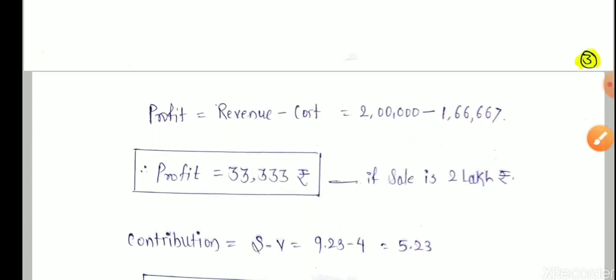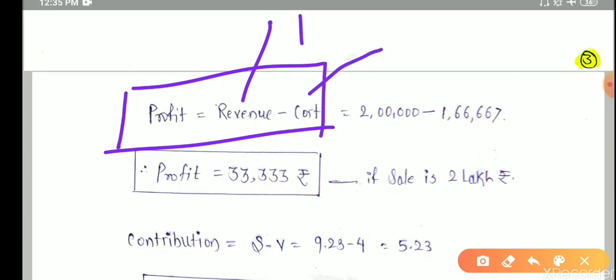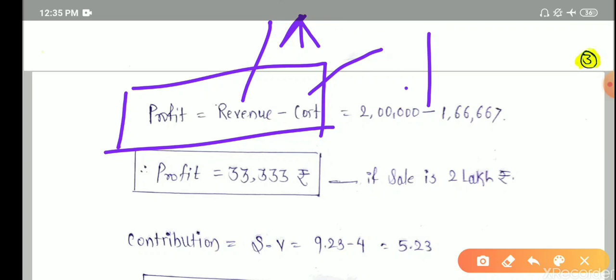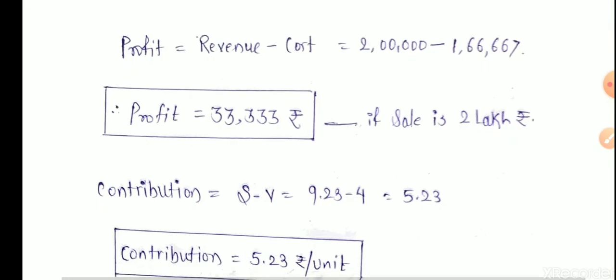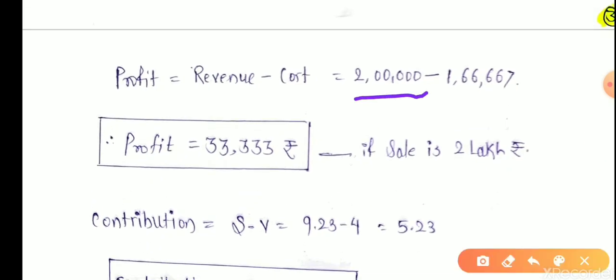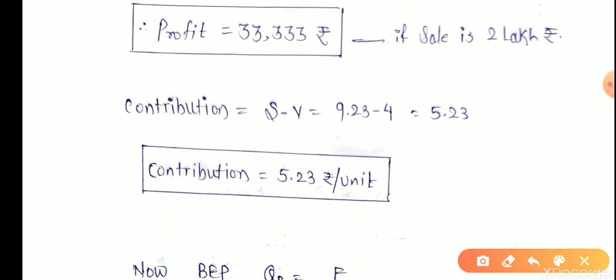Now go further. Profit is equal to revenue minus cost. It is the basic formula we already know. Revenue means incoming, cost means outgoing. The difference of incoming and outgoing is the pure profit. Revenue is 2 lakh rupees, the total sale generated. Cost is what we have paid to generate that much sale. Our outgoing is 1,66,000 and our revenue was 2 lakh rupees, and we get a profit of 33,333 if sale is 2 lakh rupees. This is one part of that question.